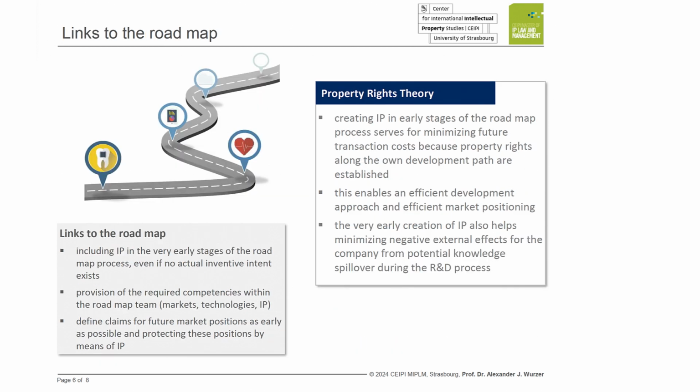Okay, so taking a look at the links to the roadmap. I think we touched upon this a couple of times today. It is not necessary to already have an invention, but it is necessary to have IP very early in the process, clearly define what the roadmap looks like and make that linkage, and also equip your development teams with the relevant know-how. The relevant connection is to envision the future: how is it going to look, and which claims do I want to make for the roadmap going forward. So it's not necessary that something has already been invented, but it's clearly defined what I want to do in the future.